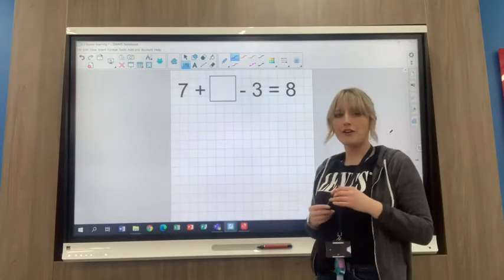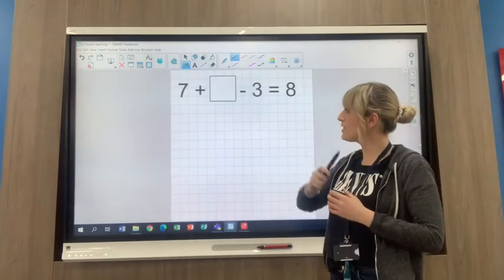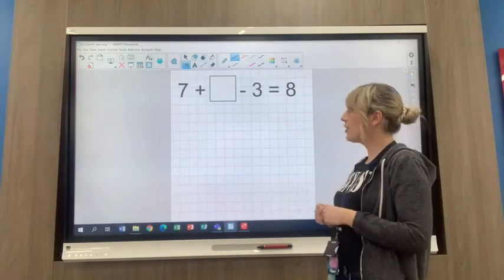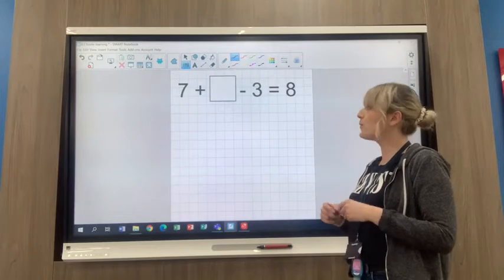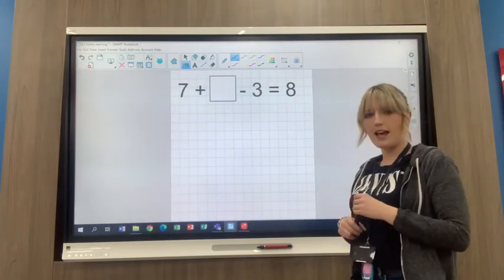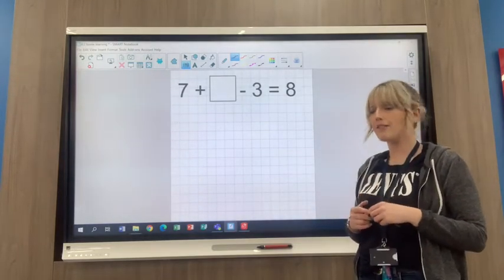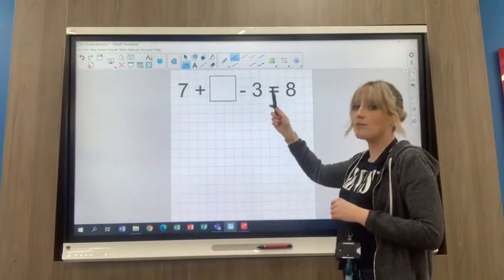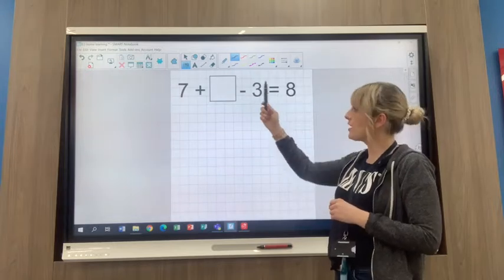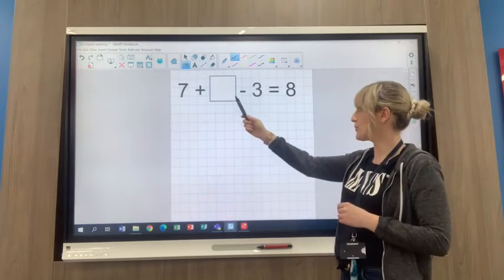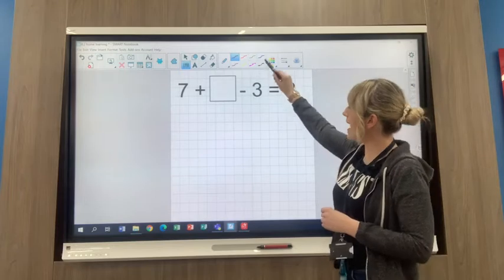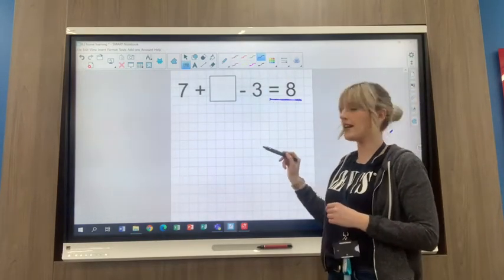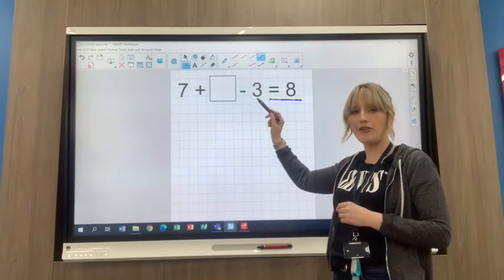Okay, another one. My missing number is here in the middle. I've got 7 add something, take away 3 equals 8. We've already spoken about this last week, and we've said that sometimes we need to work backwards to figure out missing numbers. I know my answer is 8, and the last thing we did was take away 3.